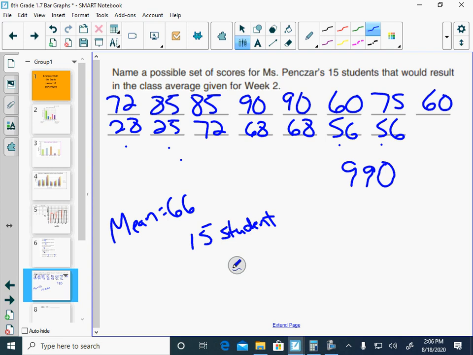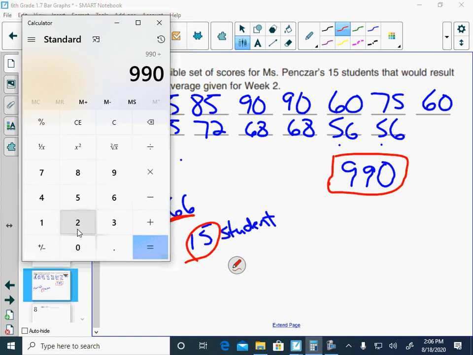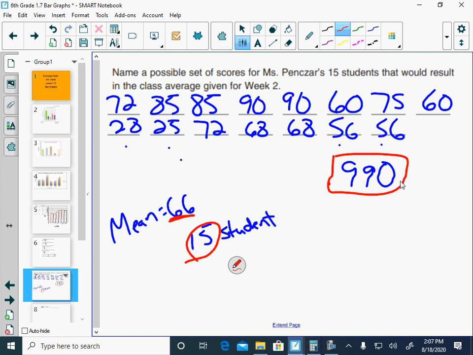What we'd have to do is start with those 15 students like we did, and multiply it by that average number to get the total number. Because remember, when you're finding the mean of something, you have to get what all the test scores are added up. So when you add up all these scores, it equals 990. Because all these scores added up would be 990, if you divide it by 15, you'll get 66. That's how we'd have a mean.